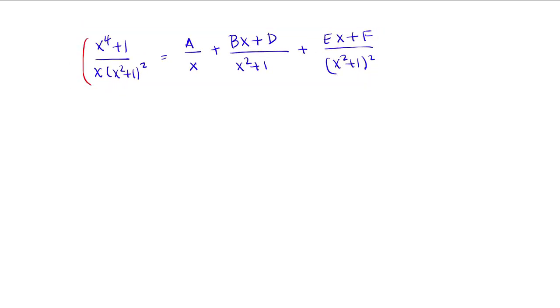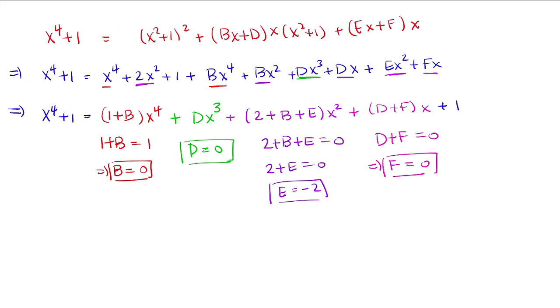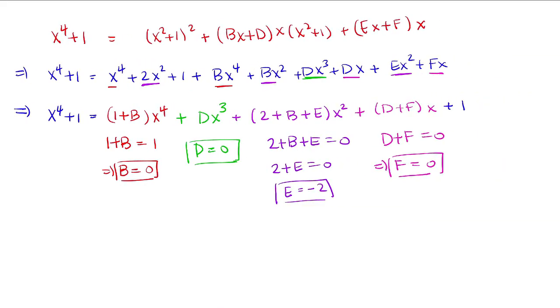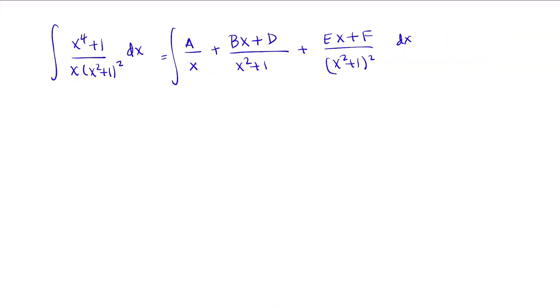So then keep in mind that we're using the fact that I can write this rational function using the partial fraction decomposition. So then the integral of x to the fourth plus 1 over x times x squared plus 1 squared dx is just equal to the integral of this partial fraction decomposition. And then let me see. So a is equal to 1. So this is 1.